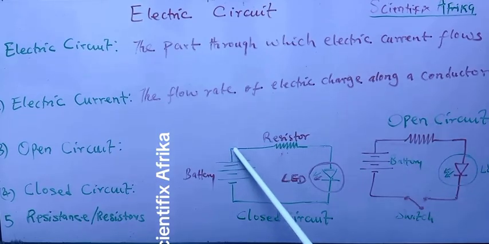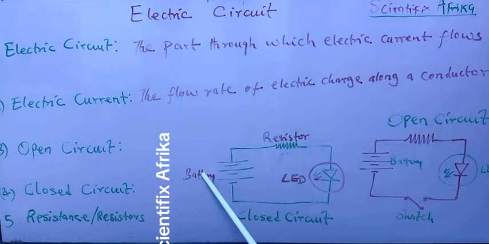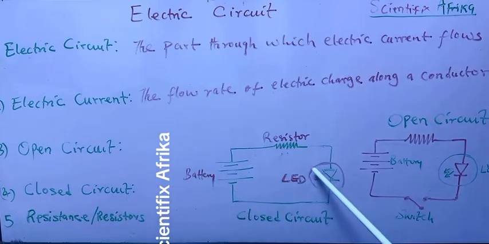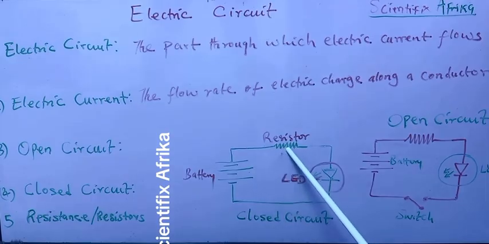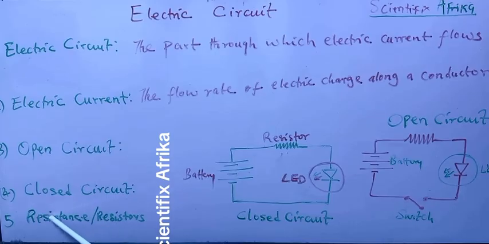And in a situation whereby you have a complete path through which electric current flows, take for instance, current will flow from this battery. Conventionally, it will go through this way, light up this LED, and we introduced another component called a resistor here. Now, what is a resistor? Before we understand what a resistor is, we should be able to define electric resistance. What is resistance? Resistance has been defined as the opposition to the flow of charge or current along a conductor.